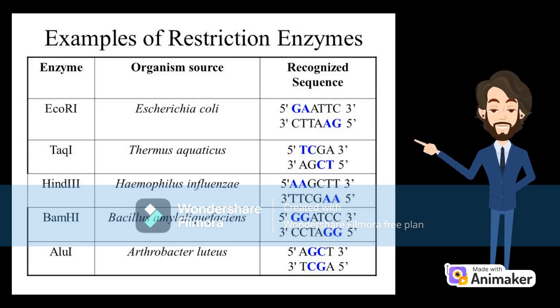The fifth example is AluI. A refers to Arthrobacter, LU refers to luteus, and I refers to the order of identification. AluI identifies the GC. EcoR1 cuts GA, and AluI cuts GC, in between the AGCT palindromic sequences.